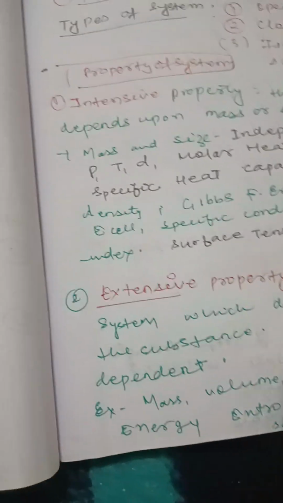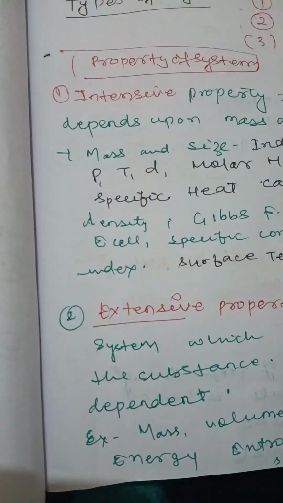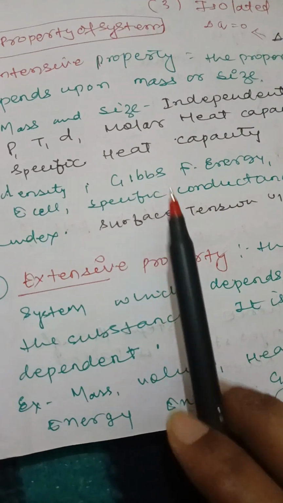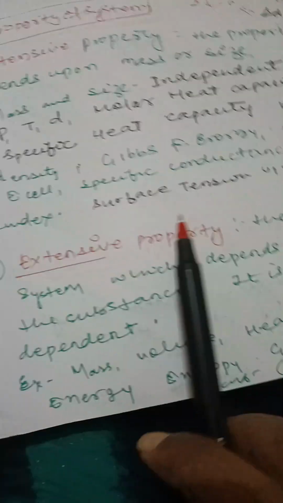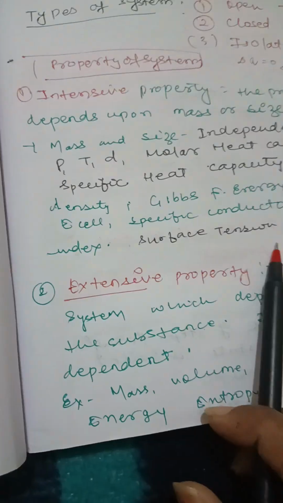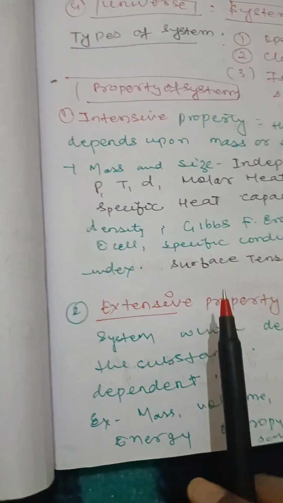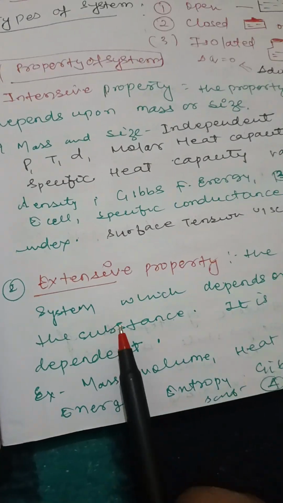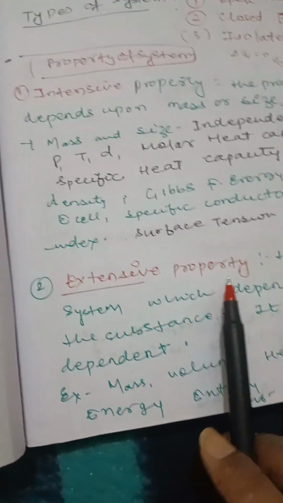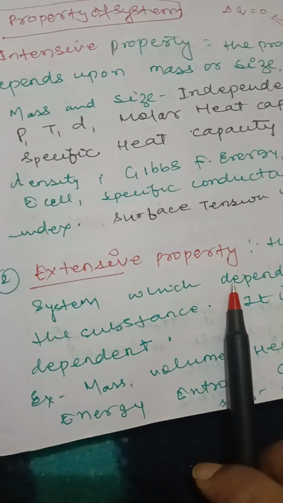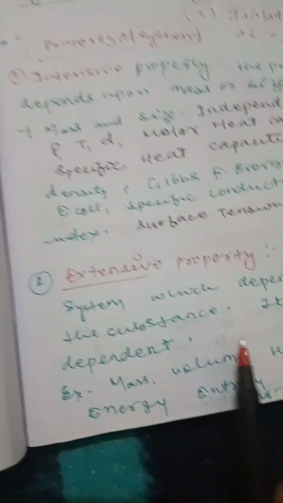Now you know what the trick to learn is. For intensive property, first see if the word molar or specific is written before the term; then it will be an intensive property. If molar and specific are not before the term, that will be an extensive property.